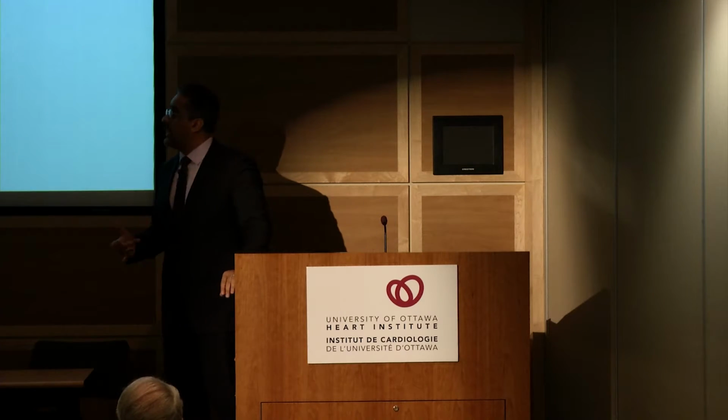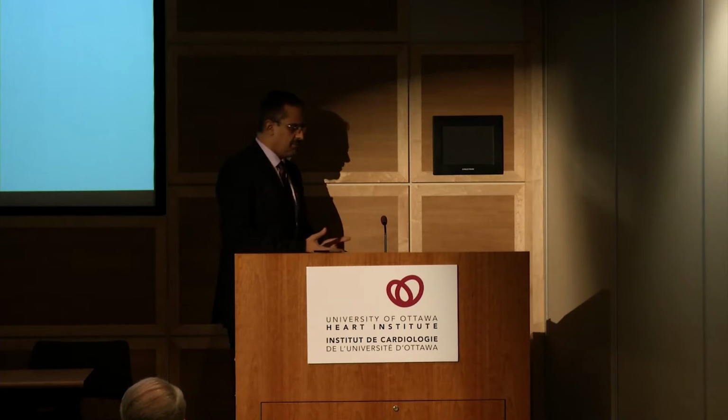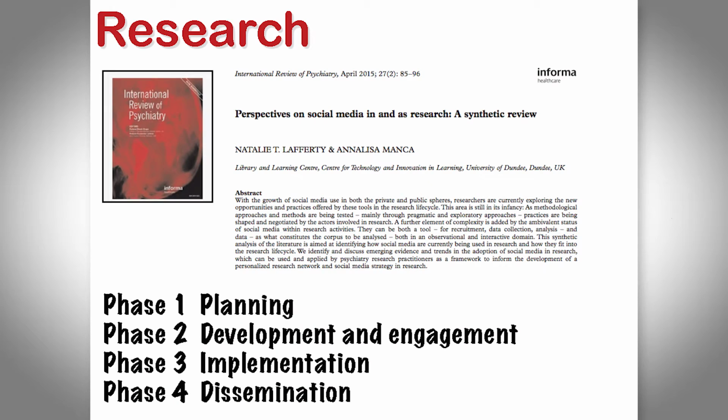So we talked about education, we talked about the professional life, now research. There is a very nice article from Natalie in International Review of Psychiatry about how researchers can use social media. And it tells you in all 4 levels, be it the planning, you can ask for advice from people, it's your network, right? You get access to a huge network that you didn't have before. To develop the engagement, to implement, and to disseminate, it gives you another way to disseminate. So if you're interested, have a look at that.